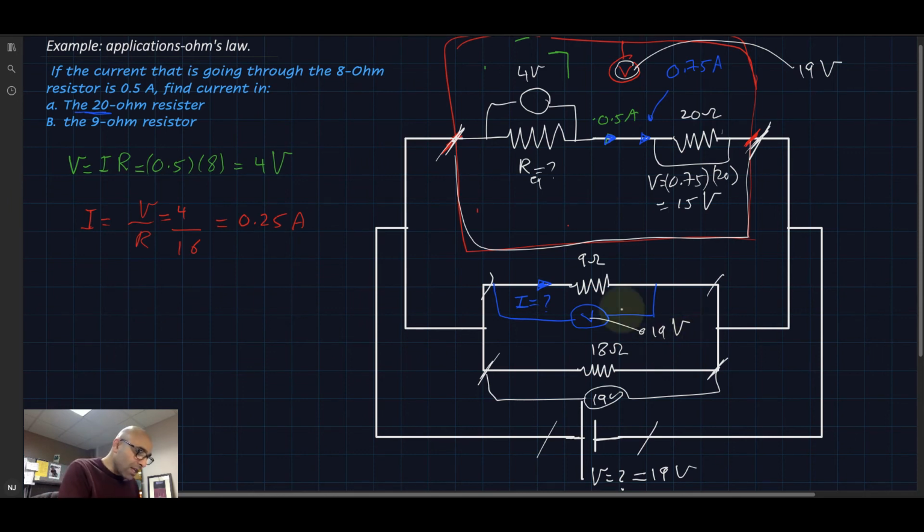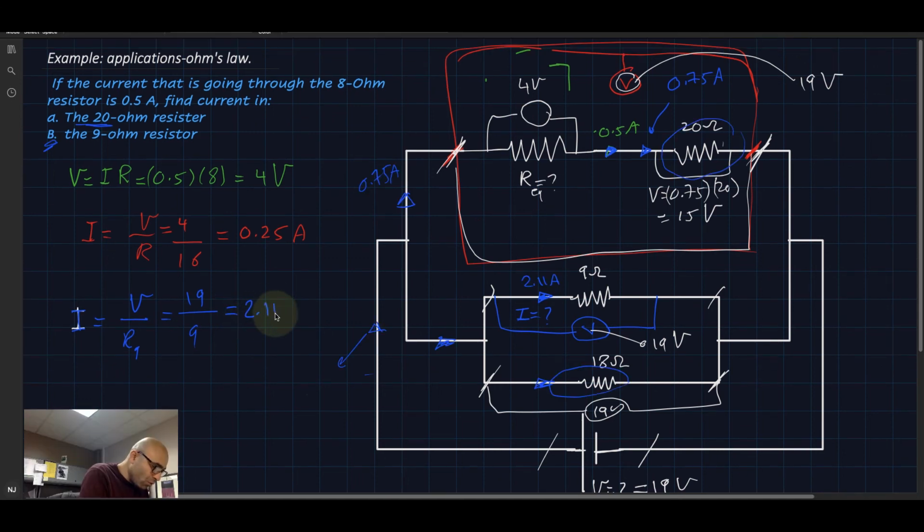All right, now we found 19 volts, and we know the resistor value. We can find the current. Again, we use Ohm's law. So the current, and this is in blue, will be equal to V divided by R9, and V here is equal to 19 volts divided by 9, and 19 divided by 9 is equal to 2.11 amps. Now we know the current here is 2.11 amps that is going through the 9 ohm resistor.